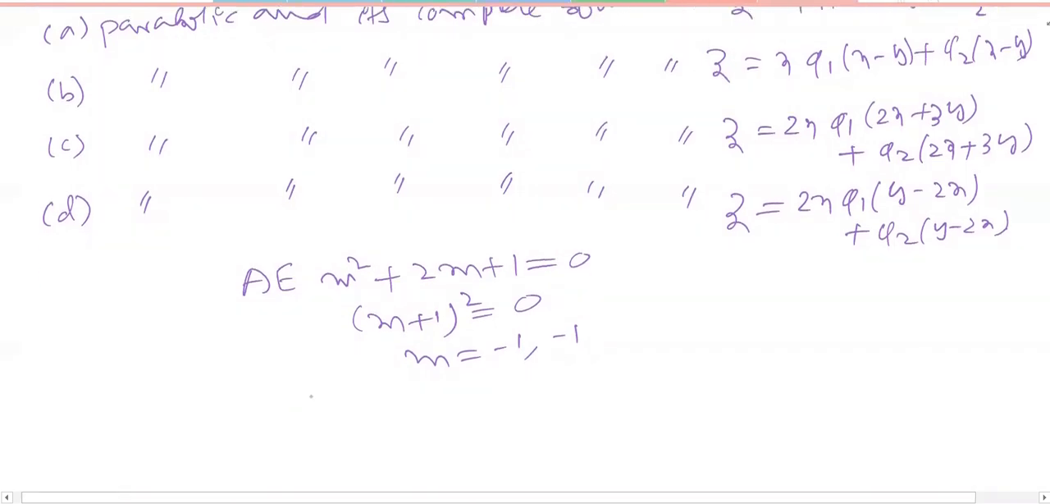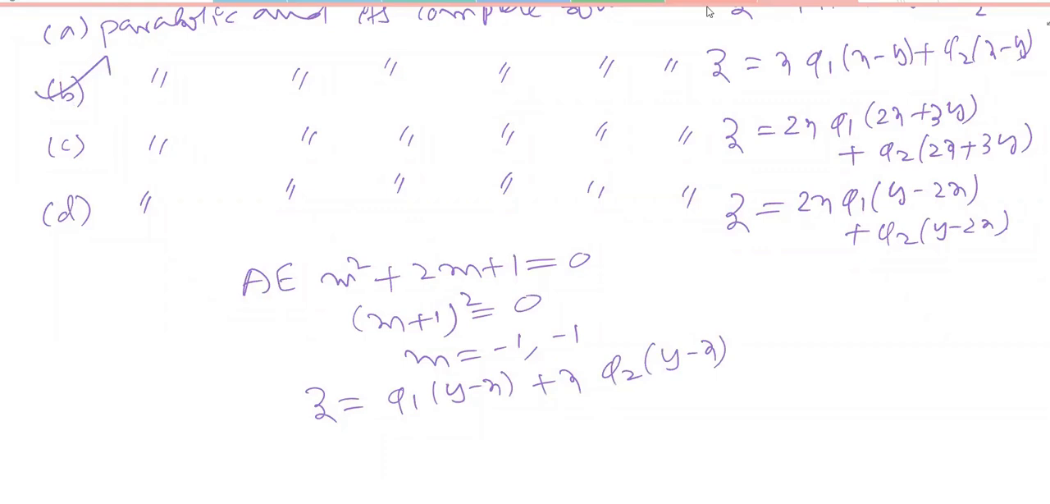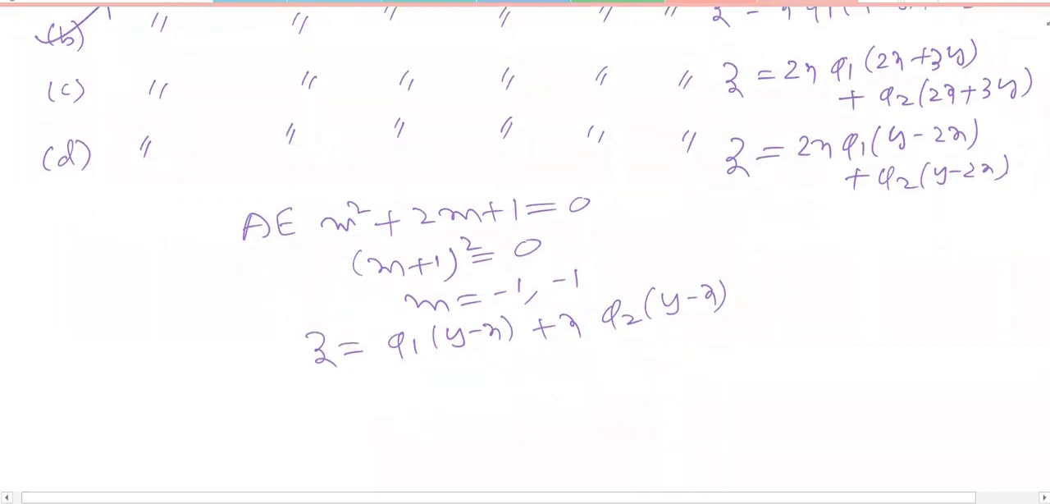Here in this case, the complementary function is the general solution. So z equal to some function of y minus x plus x into some other function of y minus x. That is y minus x, same as x minus y, and option B is the right option. Now I'm taking another problem from the set. This is also from the set.